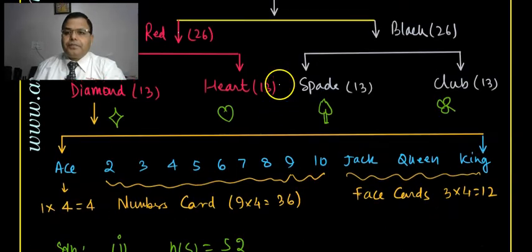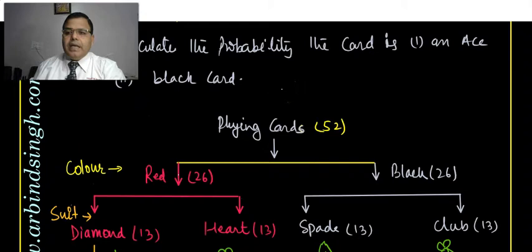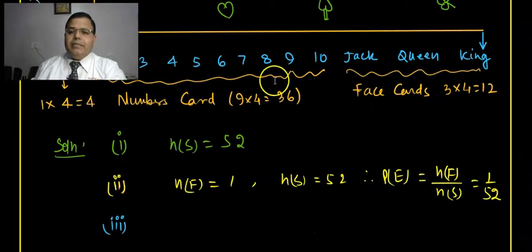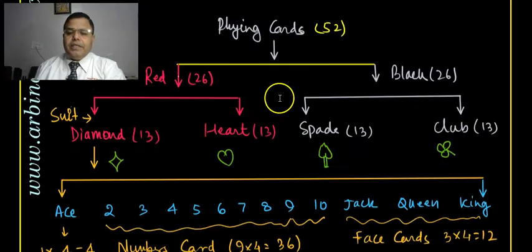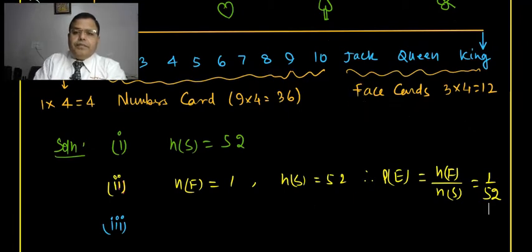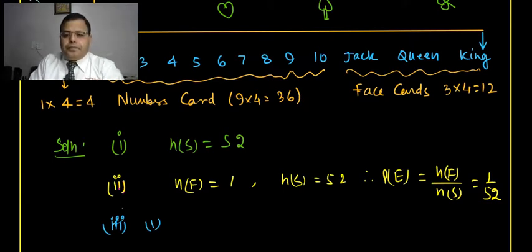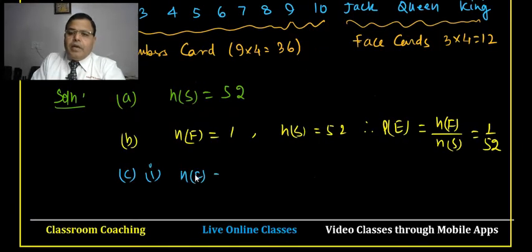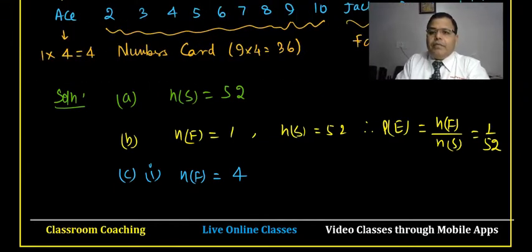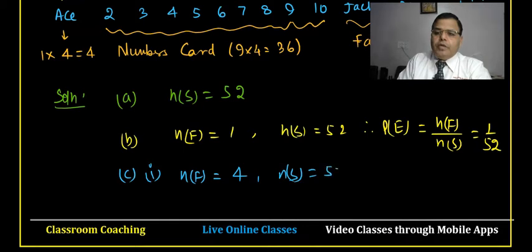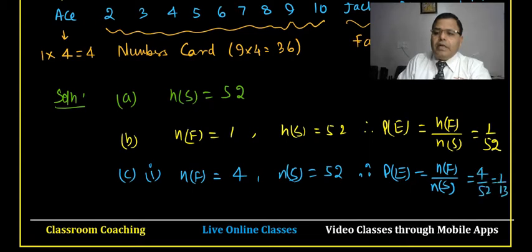And the third part of the question is given here. Calculate the probability that the card is an Ace and a black card. So for the C part, ABC, this is the C part. The first part of C is an Ace, so the number of favorable outcomes will be 4, because there are 4 Aces, you know that. So 4, and the probability of that, NS is 52, because every event is going to happen out of 52 cards. Therefore probability of the event is NF by NS, that is 4 by 52, which is 1 by 13, right?